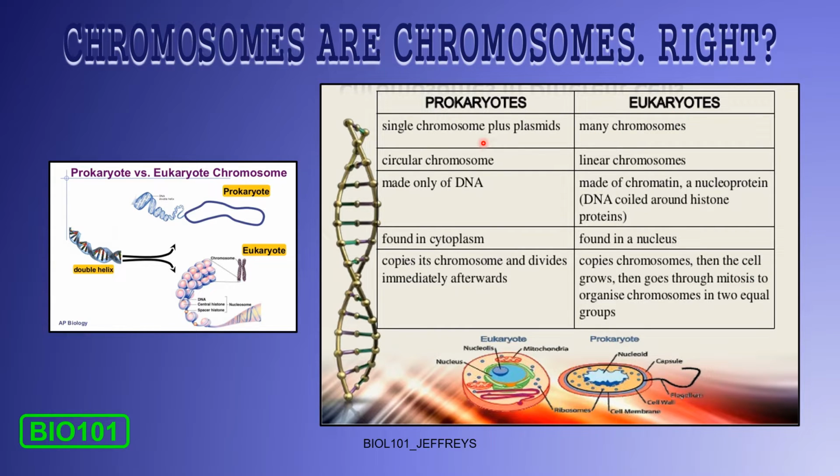And so you can see with the prokaryote, like a bacterium like E. coli, has a single chromosome. It's circular. Versus eukaryotes, there are many chromosomes. I'll show you pictures here in a second, and they are linear, okay? Made only of DNA for prokaryotes. You have a single loop of DNA. With eukaryotes, you have DNA made of chromatin. There are proteins that hold everything together.